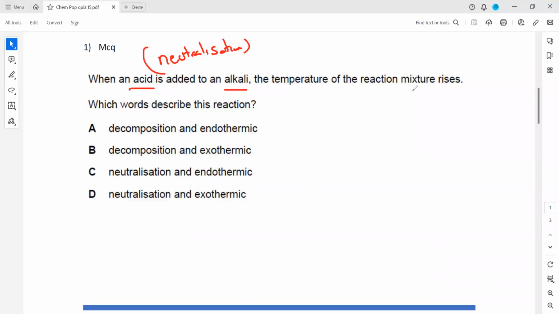The temperature of the reaction mixture rises, the temperature increases. Which type of reaction? In an exothermic reaction, the temperature of the mixture increases. If it is endothermic, the temperature will decrease. So whenever the reaction is exothermic, the temperature will increase. And whenever acid reacts with an alkali, that is called a neutralization reaction. So that's why for this one, D is the right answer.